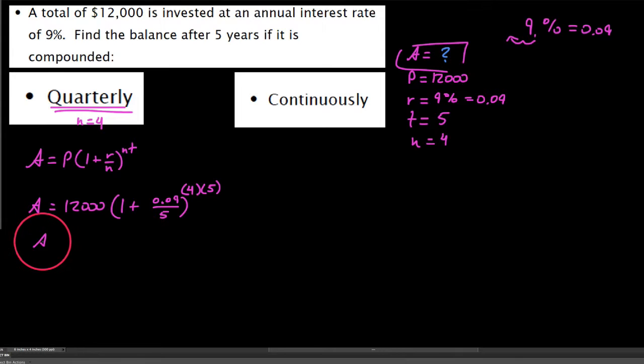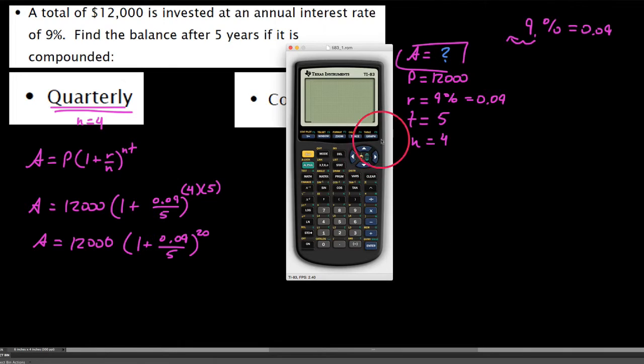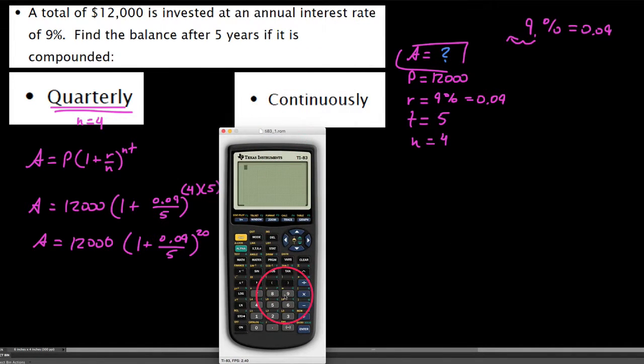So I'm going to simplify this a bit, and I'm just going to use my calculator to evaluate it, to be honest with everybody. So we have 0.09 over 5, and then this is all to the 20 power. So using our calculators, parentheses are really going to be our friends here, but let's go ahead and start with our initial 12,000. I say 12,000. We're going to put all of this stuff in parentheses, so I say 1 plus.